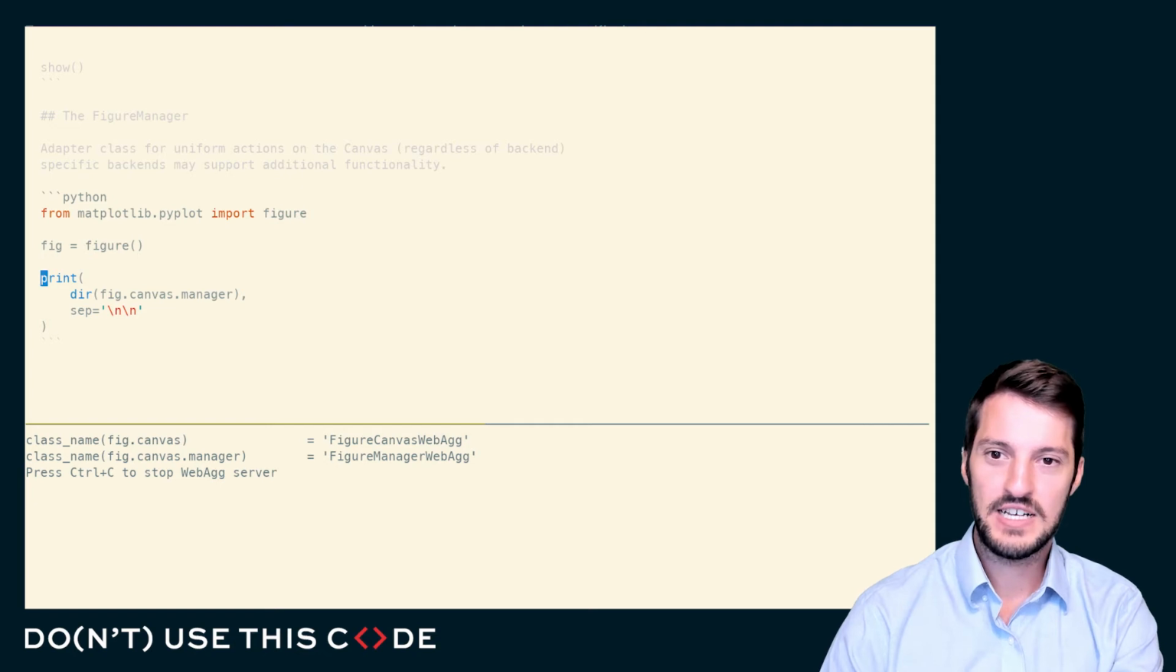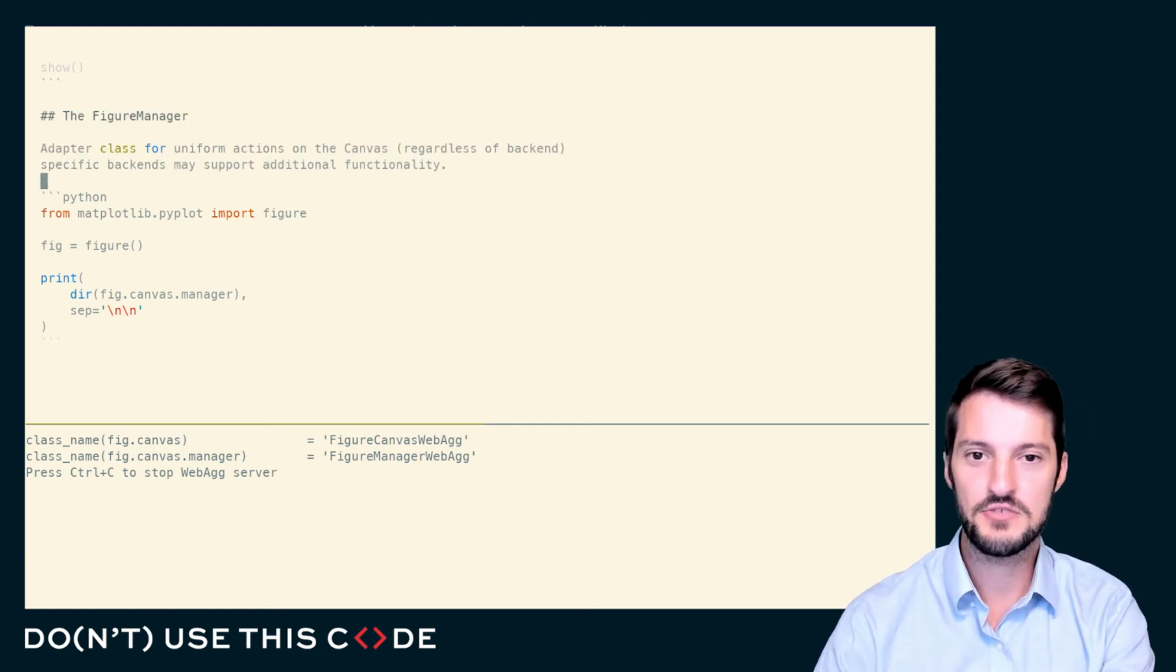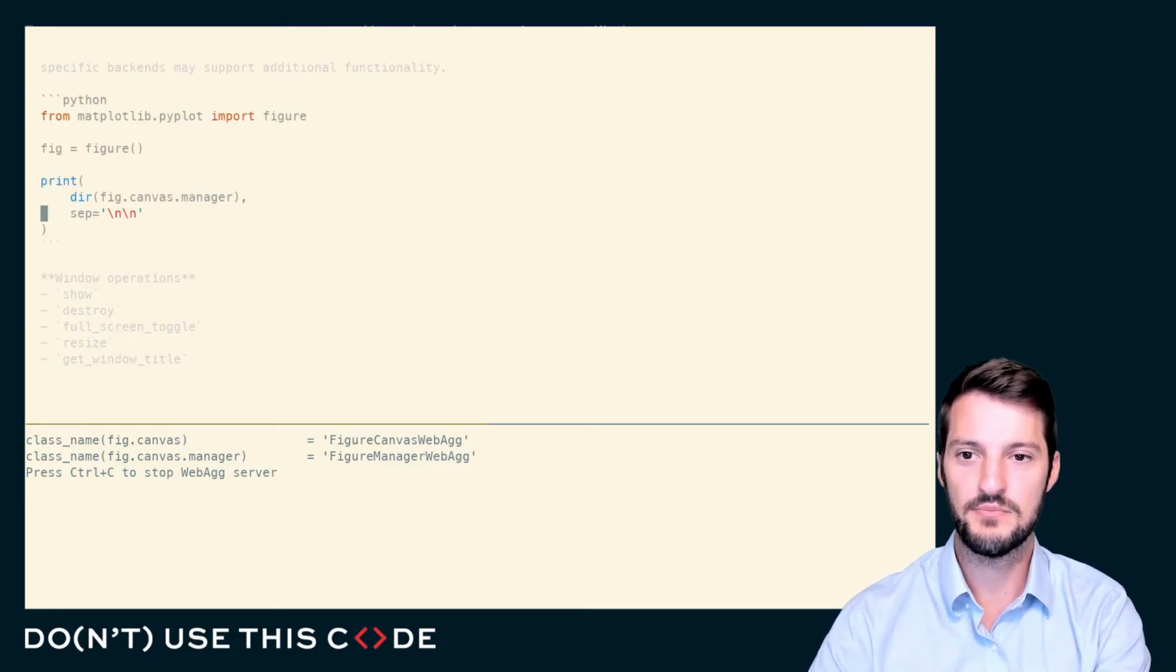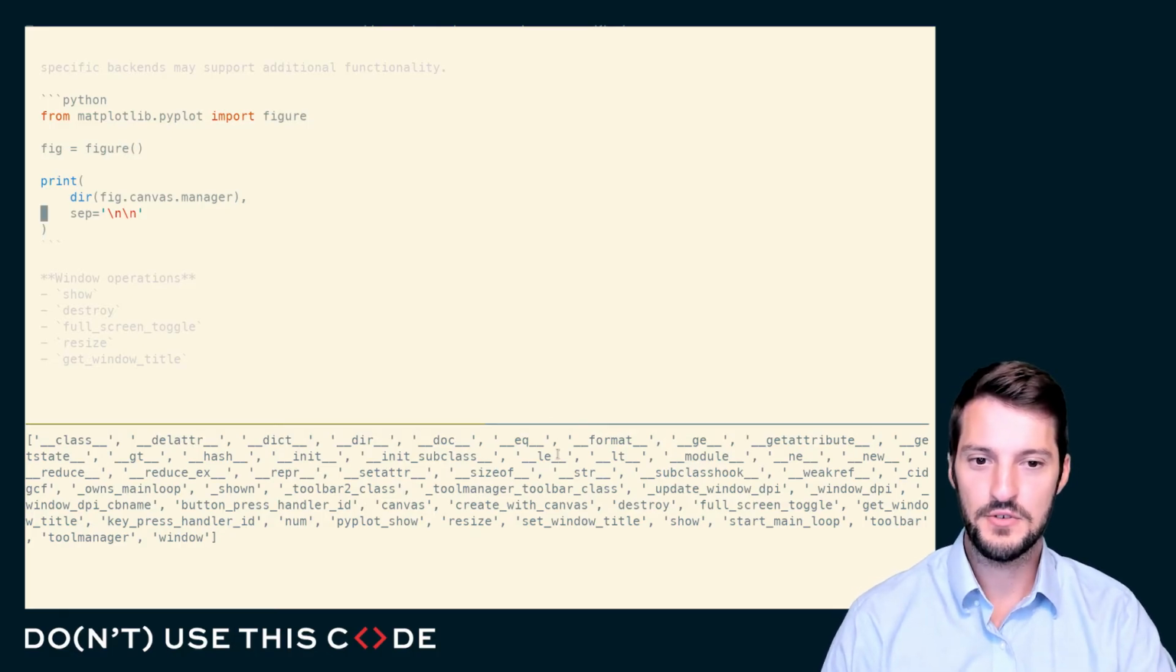This is an adapter class, right, for uniform actions across on the canvas. And you can use these really regardless of your backends, but specific backends might support additional functionality. Taking a look, there's actually not too many methods and attributes here. There's actually a few interesting ones.